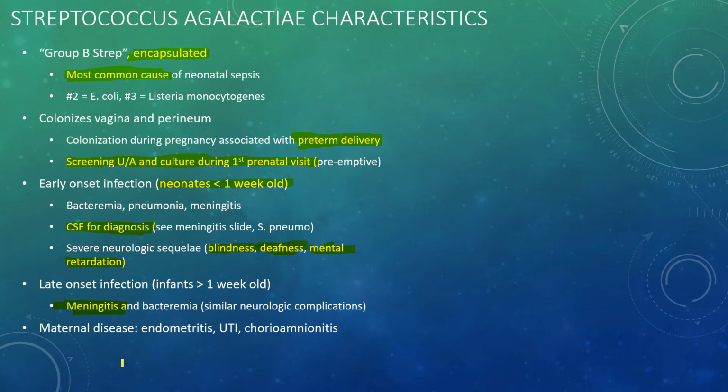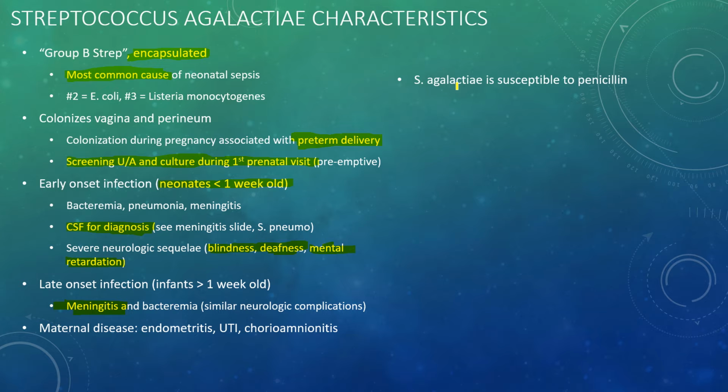Also, Group B strep can cause maternal problems as well. It can cause postpartum endometritis, meaning infection of the endometrial decidua, UTI, and even infection of the membranes that surround the baby inside of the uterus. So chorioamnionitis: the chorion represents the placenta, and the amnion represents the sac that the baby is sitting in, full of the amniotic fluid. So it can affect those membranes that are surrounding the baby and are inside of the uterus.